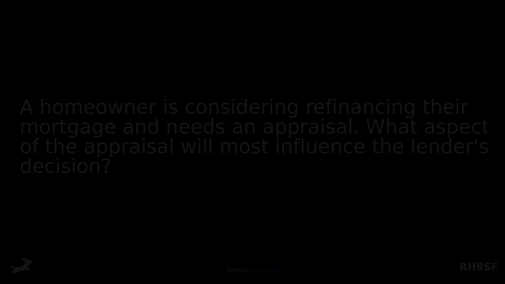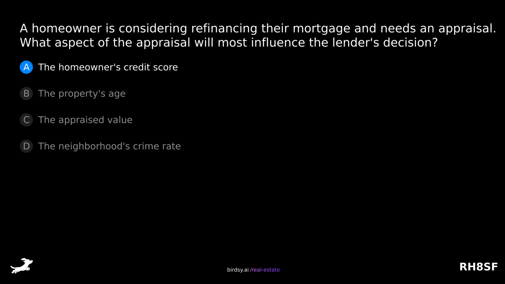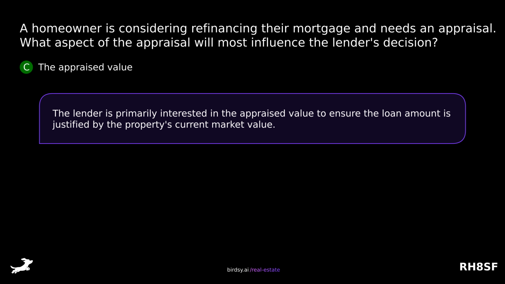A homeowner is considering refinancing their mortgage and needs an appraisal. What aspect of the appraisal will most influence the lender's decision? Is it A, the homeowner's credit score, B, the property's age, C, the appraised value, or D, the neighborhood's crime rate? The answer is C, the appraised value. The lender is primarily interested in the appraised value to ensure the loan amount is justified by the property's current market value.